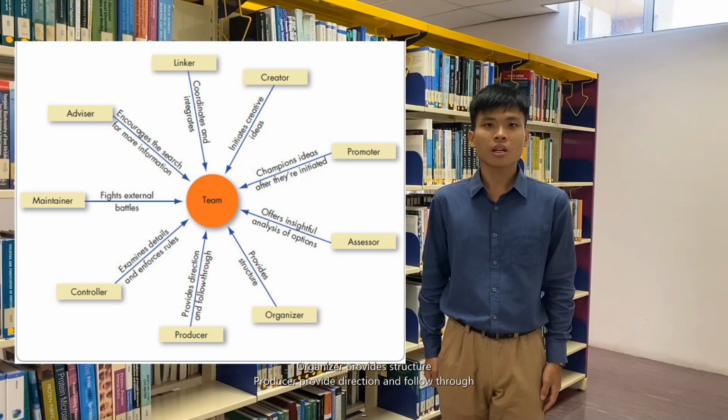Controller examines details and enforces rules. Maintainer fights external battles. Advisor encourages the search for more information.